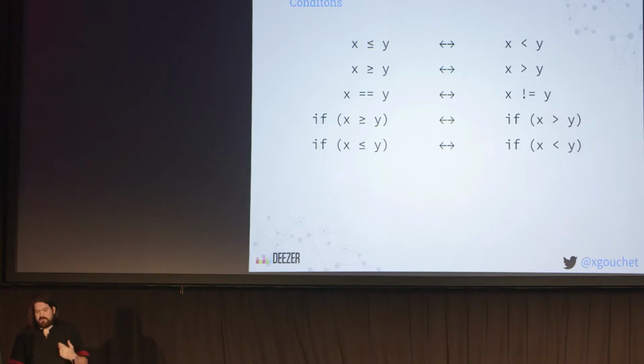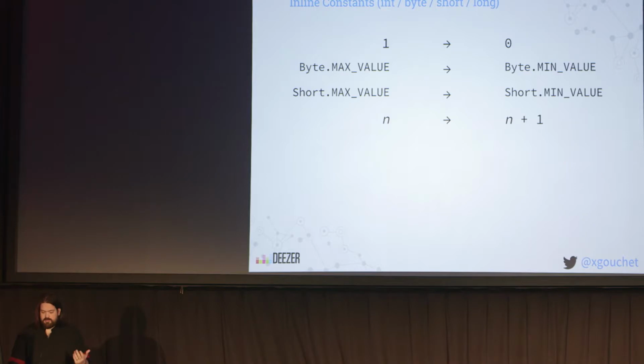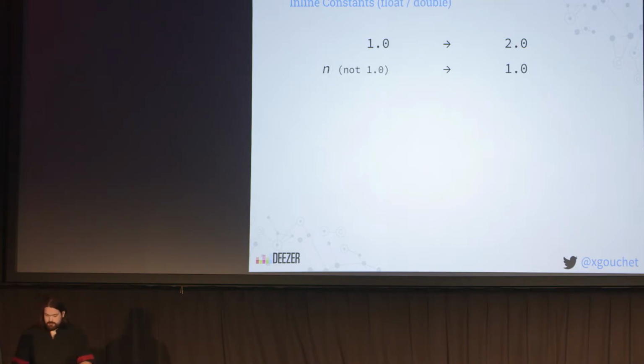Also, for the conditions, inequalities or boundaries are changed. So basically, a greater than or equal becomes just a strict greater, and likewise for the less or equal. The equals becomes not equal. Inline constants: inside your code, if you have an int, byte, short or long, if it's 1, it becomes 0. If it's max value, it becomes min value. And if it's n, any other number, it just becomes n plus 1. For float and double, if it's 1, it becomes 2, otherwise it becomes 1.